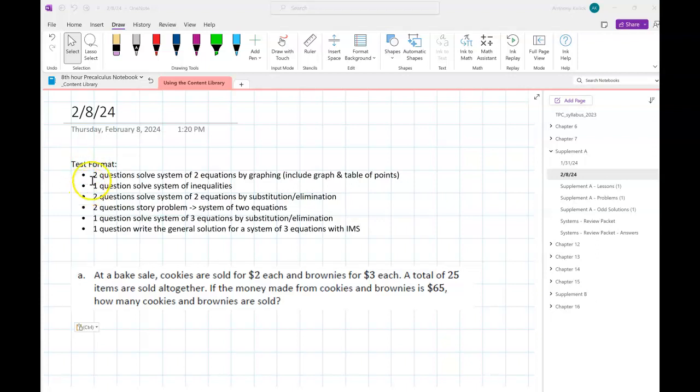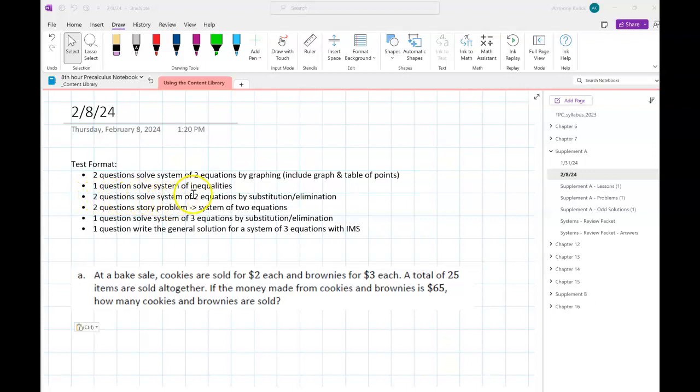The test format: 2 questions where I ask you to solve the system of equations by graphing. I'd ask you to include the graph and a table of points as well as the solution. 1 question where I ask you to solve the system of inequalities. The solution there would be a shaded region.